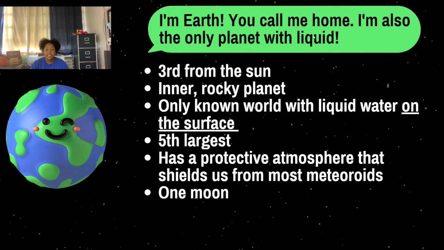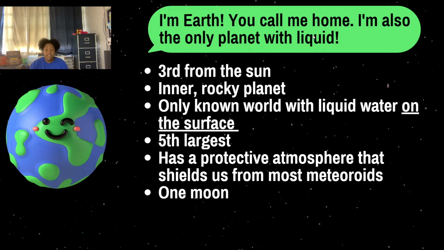So, Earth is third from the sun. It is also an inner rocky planet. And again, it's the only known world with liquid water that's actually on the surface. So astronomers and scientists, when they go to other planets, they're usually digging for water or trying to find liquid. But on Earth, we don't have to dig. We don't have to search. It's right here on the surface.